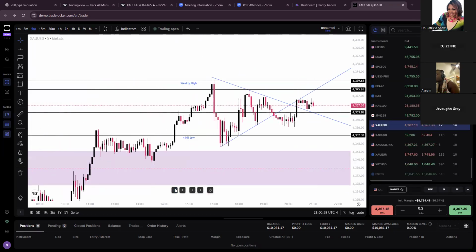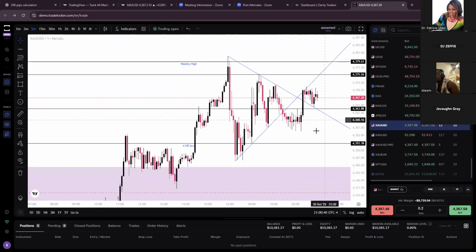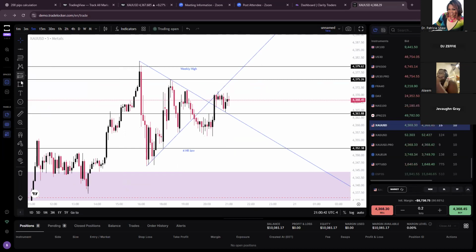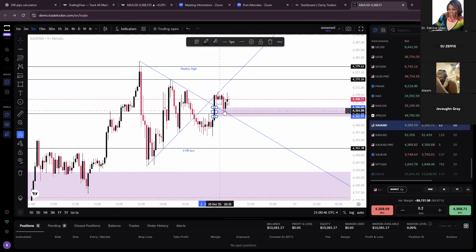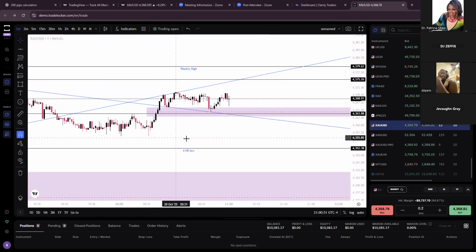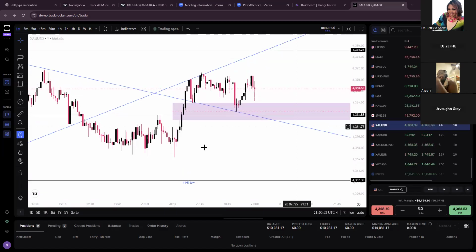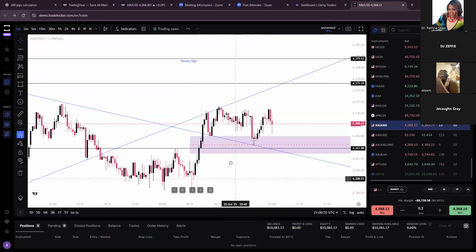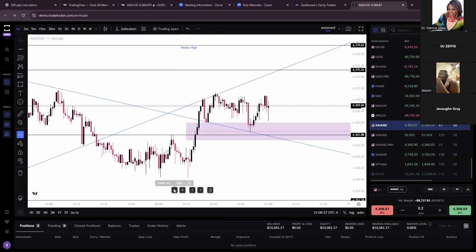And price is inside of this fair value gap here, which is already giving us a morning star. It may just be giving us an entry into the buy, and then we can take it up to the high. Let's wait for this candle to close.